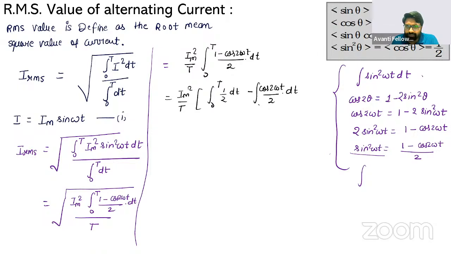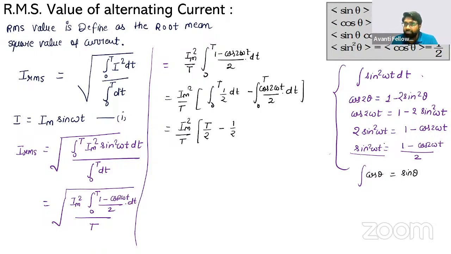Clear? Integration 0 to t. It becomes Im square by t, 0 to t, integration of 1 by 2 dt, which is nothing but 1 by 2 into t. This is t by 2 minus, again 1 by 2 we can take common, integration of cos 2 omega t. Integration of cos theta is nothing but sin theta.